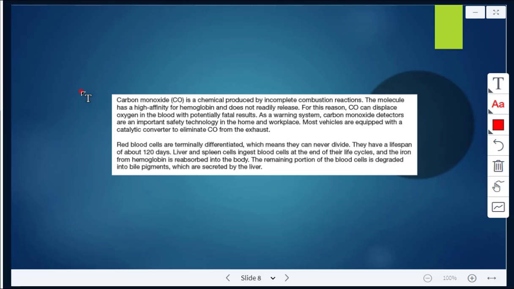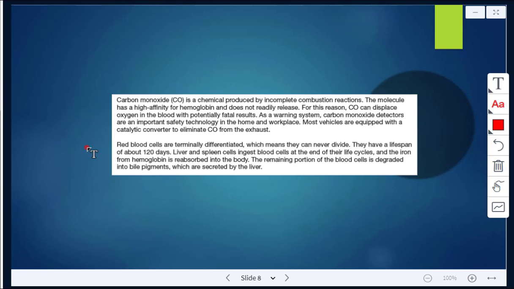Okay, carbon monoxide, CO, is a chemical produced by incomplete combustion reactions, and it has a high affinity for hemoglobin and does not readily release. So carbon monoxide can displace oxygen in the blood, with potentially fatal results. So that's why there are carbon monoxide detectors that you can put into your homes and so on as a warning system. Most vehicles have a catalytic converter to eliminate the carbon monoxide from the exhaust.